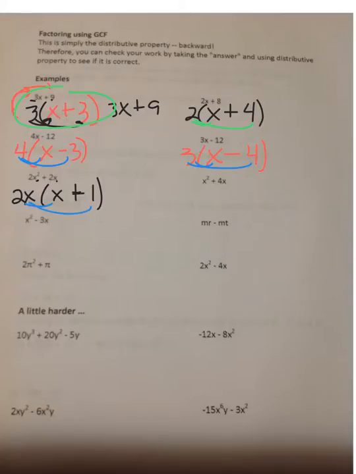x squared plus 4x. We have an x here. That's the greatest common monomial factor. x times x will give me x squared. And x times 4 will give me 4x. So you can pause the computer, try these last 4 on your own, and I'll have the answers up.